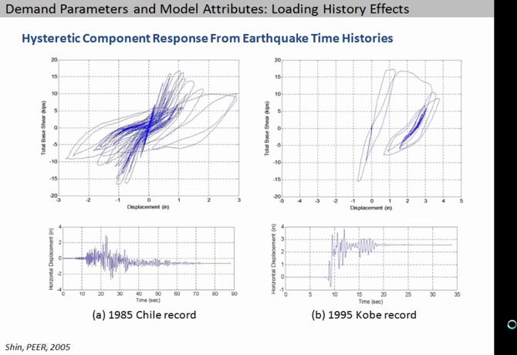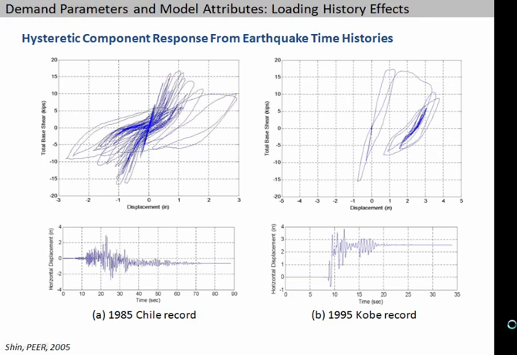Why is that important? When you start to do dynamic analysis, this is an example of analyses that were done under two different earthquake records. One of the Chile records, shown on the left side, has a lot of cycles in it, so a lot of cyclic degradation is happening there. Whereas the Kobe record shown on the right, even though it's cyclic loading, the big damage is done in one pulse.